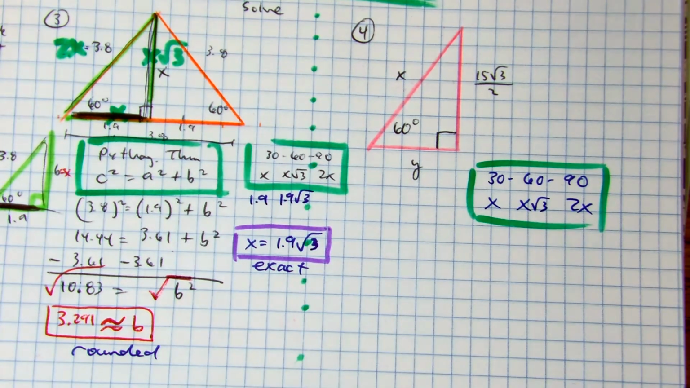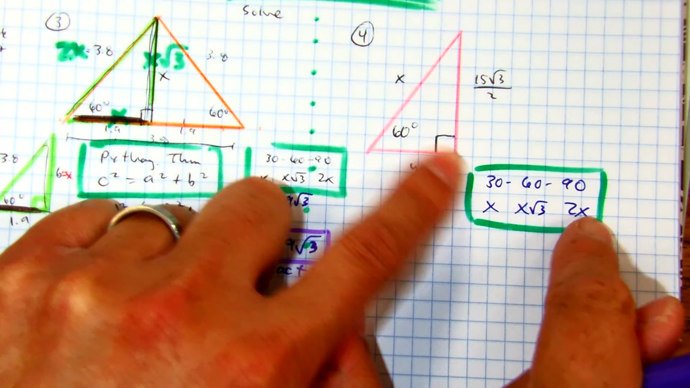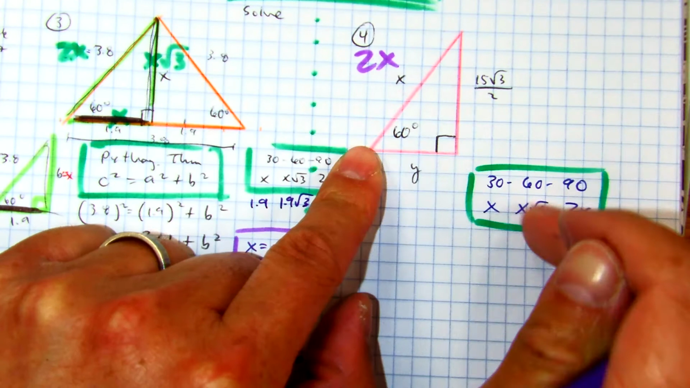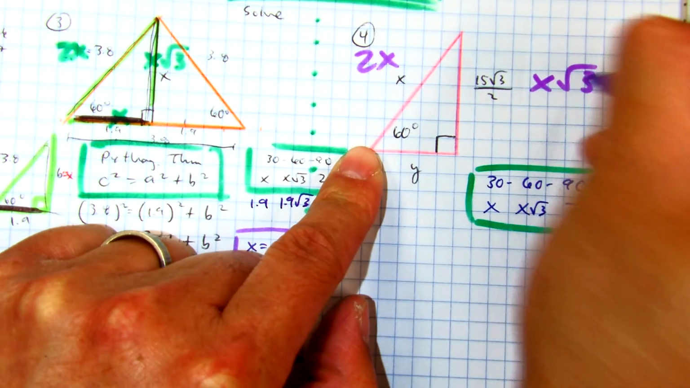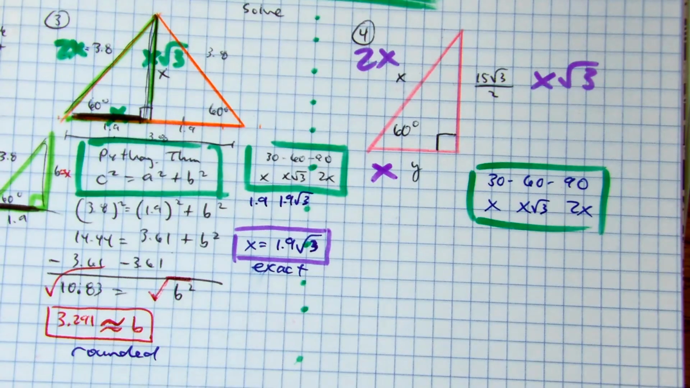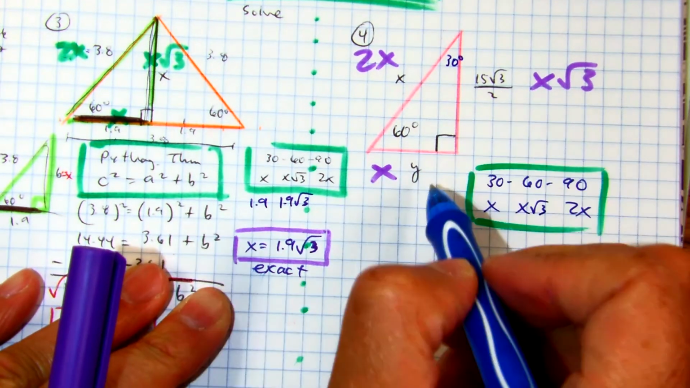Okay, so now I'm just going to go across those, right, and fill it in. This is going to be 2x. Across the 60, this is x radical 3. And this one is going to be my x. The angles tell me what to write in purple on my picture.